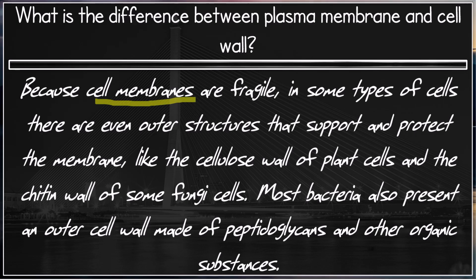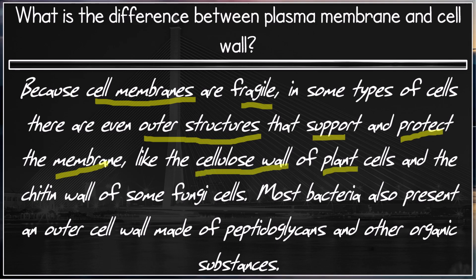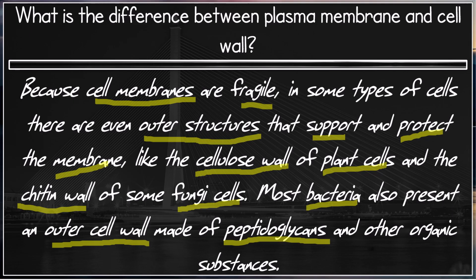Because cell membranes are fragile, in some types of cells there are even outer structures that support and protect the membrane, like the cellulose wall in plant cells, and the chitin wall in some fungi cells. Most bacteria also present an outer cell wall made of peptidoglycans and other organic substances.